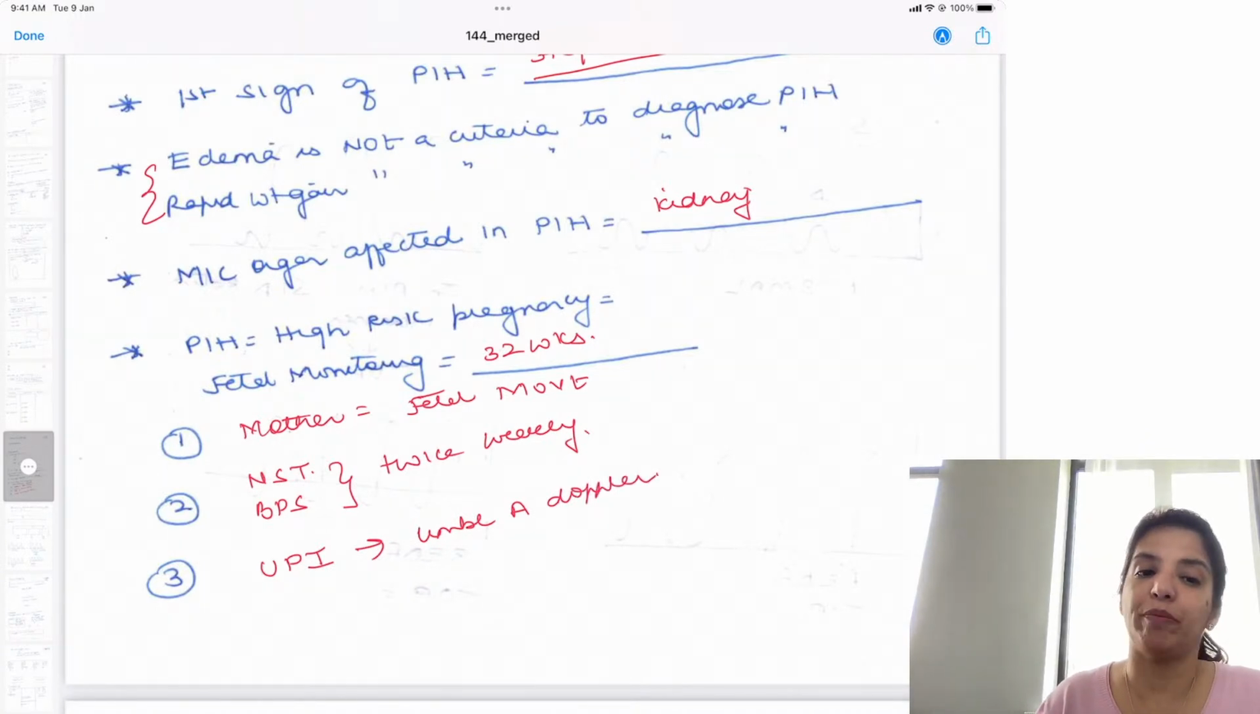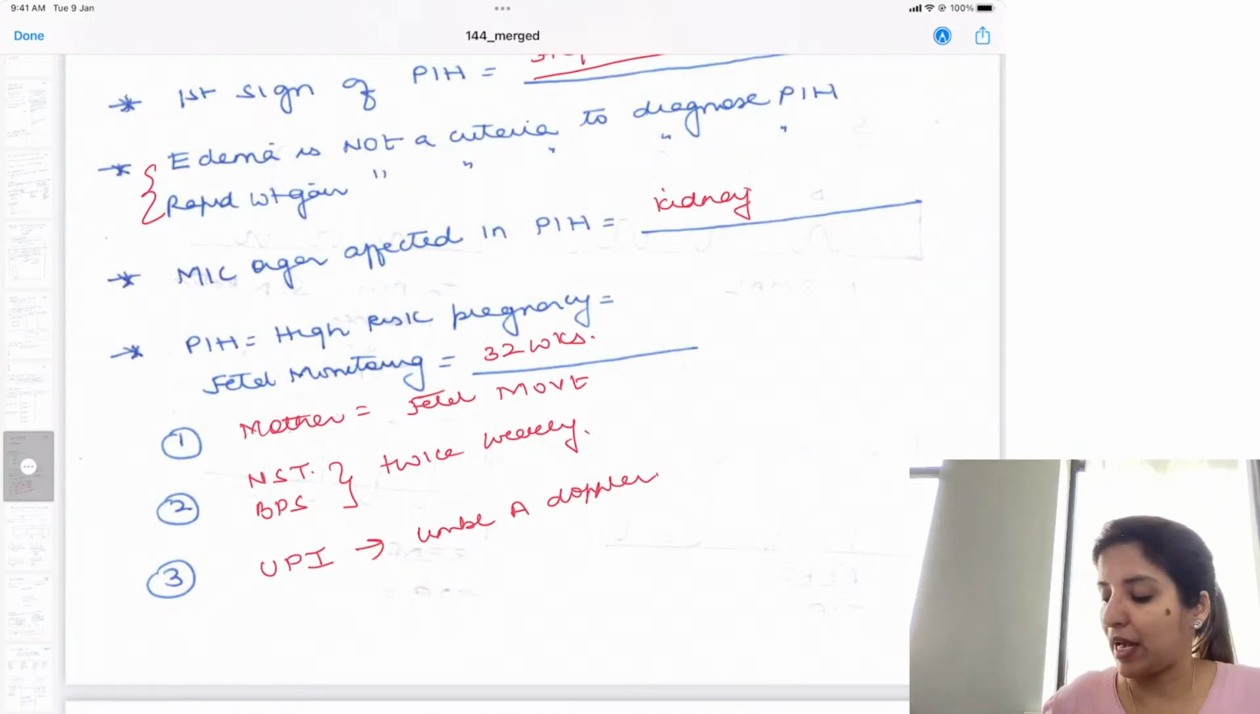Umbilical artery Doppler. So we will tell the mother to keep a track of the fetal movement. Then we are going to do NST and biophysical score twice weekly, right? And because she is having uteroplacental insufficiency, umbilical artery Doppler. We do not say fetal heart rate. This is what we see. You are not going to say fetal heart rate. You are going to say NST.